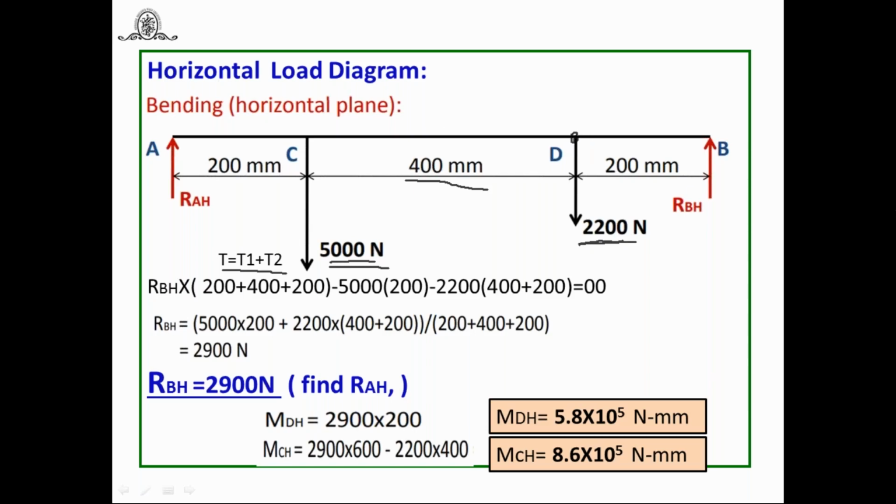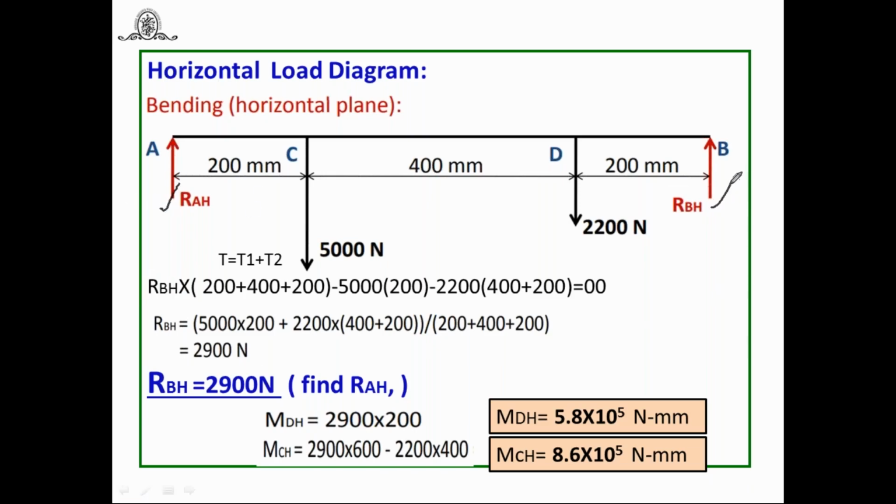Now, once you have the forces, the same logic you can apply, taking the moment at any one of the points, suppose A. Then RBH into this distance, minus 2200 into this distance, minus 5000 into this distance is equal to 0. You can solve it, and you will get RBH as 2900. And find out RAH: RAH plus RBH is equal to 5000 plus 2200. You can subtract this RBH and you will get RAH. I have not done it, you can do it.